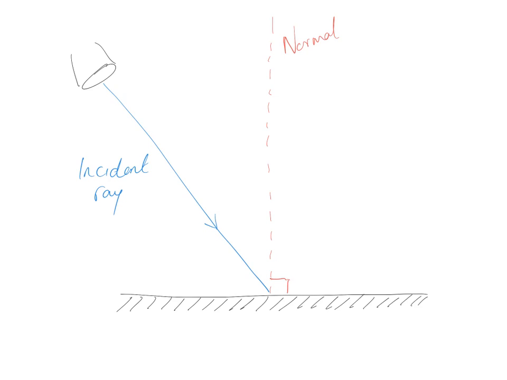And what happens when the incident ray strikes my reflective surface is, of course, it is reflected. And again, we show the direction of travel of that ray of light by using a little arrow. And this is the reflected ray.